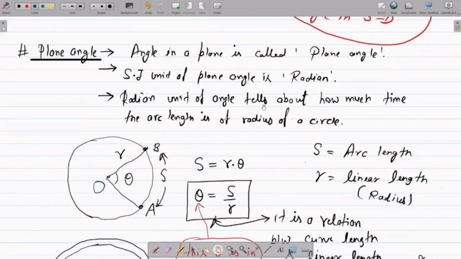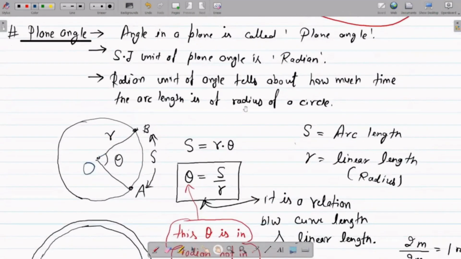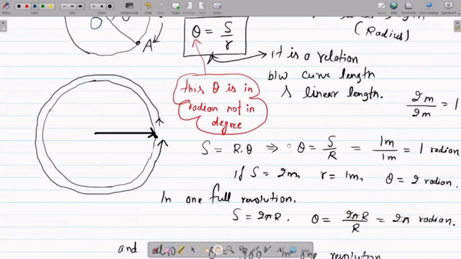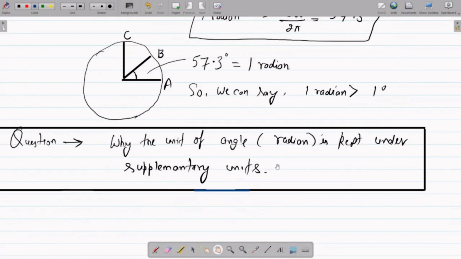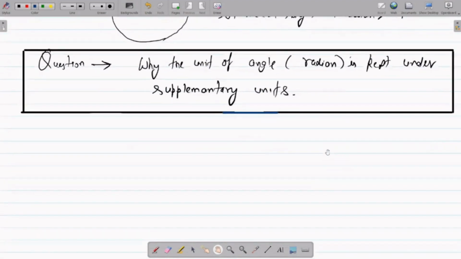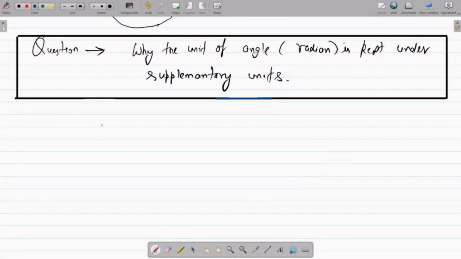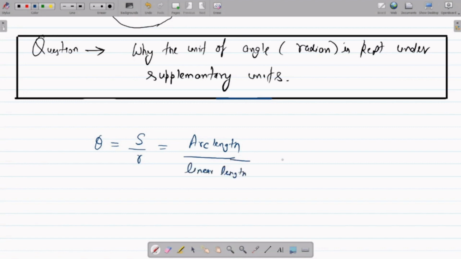So what we did here, we explained the meaning of radian, and I hope it is clear to all of you. Now let me discuss with you the important question here: why is the unit of angle kept under the category of supplementary units? Well, the answer to this question is very simple. If you see what theta is basically, theta is S by R. And we know S is a kind of arc length, and this R is a linear length. I already discussed with you how this is a linear length, right?